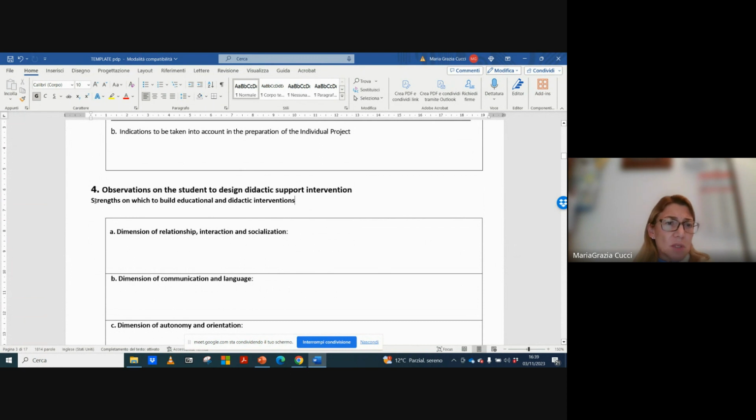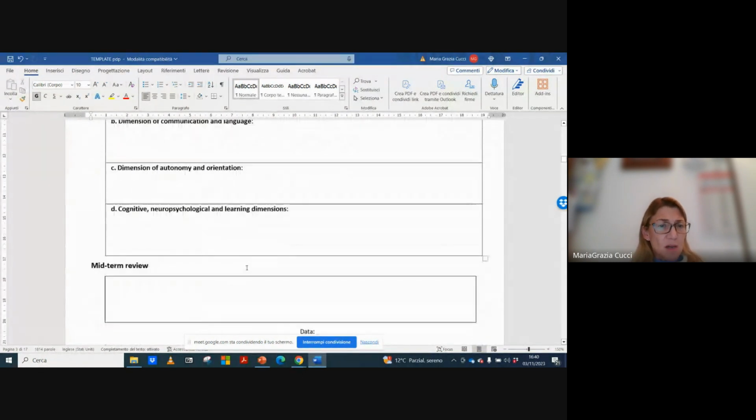Then you are asked to define which are the strengths on which to build educational and didactical intervention. So it is very important, as we said before, the observation, because if you observe these different dimensions, you can see how the students behave, and what are the areas on which it is more important to prepare, to help him in order to achieve his aims. You can have a dimension of relationships, as we wrote before, communication, autonomy, cognitive.